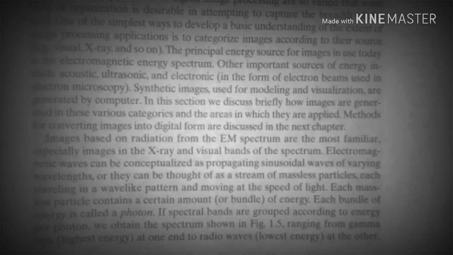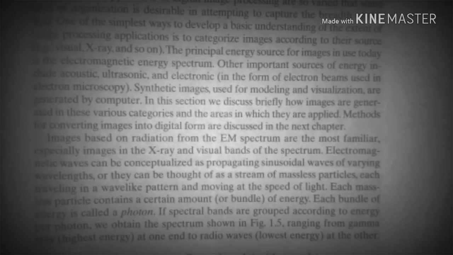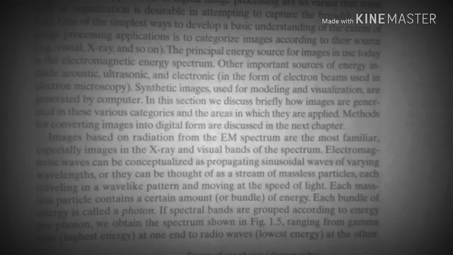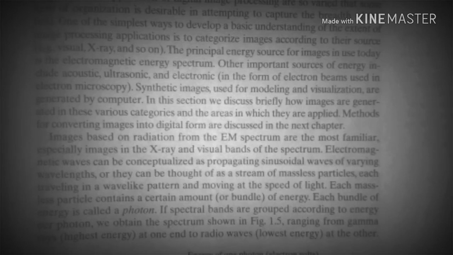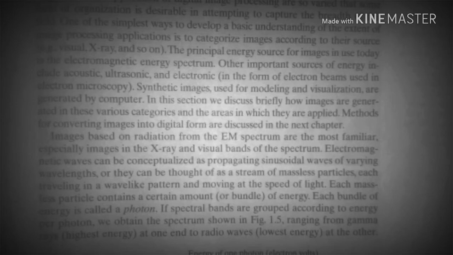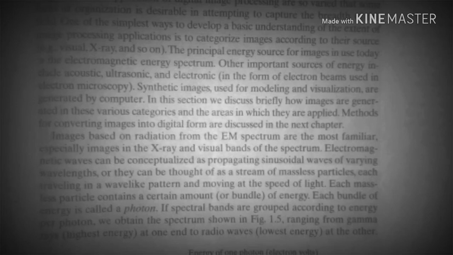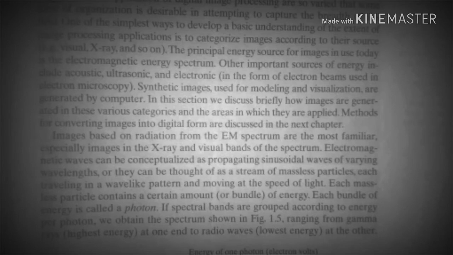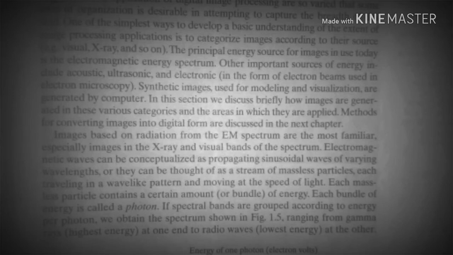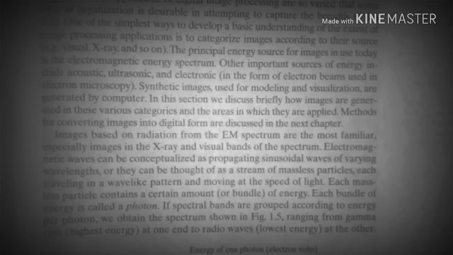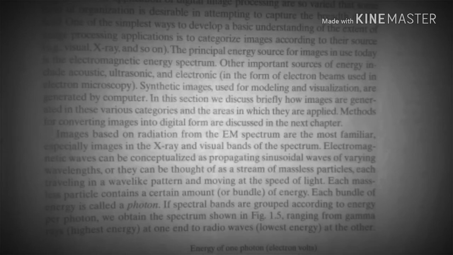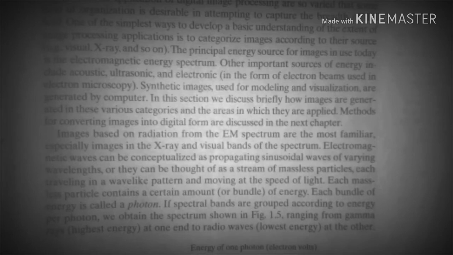See this in the figure. The energy scale of 10 raised to 6 is the gamma rays, 10 raised to 3 is the X-rays, 10 raised to 1 is ultraviolet, and 10 raised to 0, which means 1, is the visible range. Infrared is 10 raised to minus 1, and microwaves are 10 raised to minus 3 to minus 5. Radio waves are 10 raised to minus 6 to minus 9.